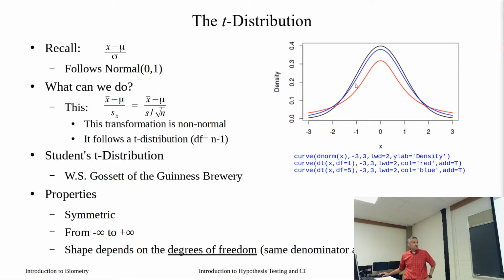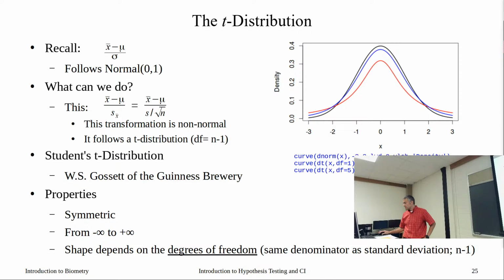And I demonstrate that change in shape right here, where you can see that as we increase our sample size, we get closer and closer and closer to our normal curve. Degrees of freedom will be n minus 1.